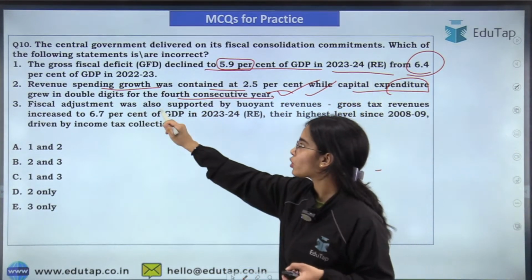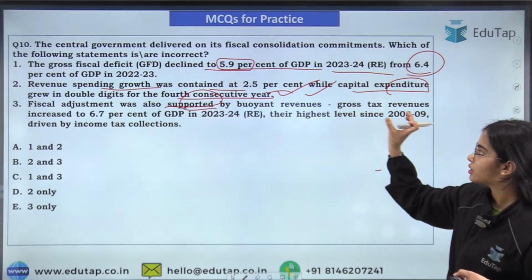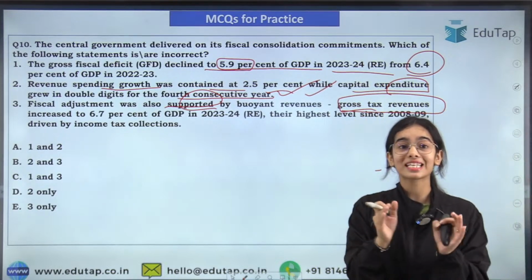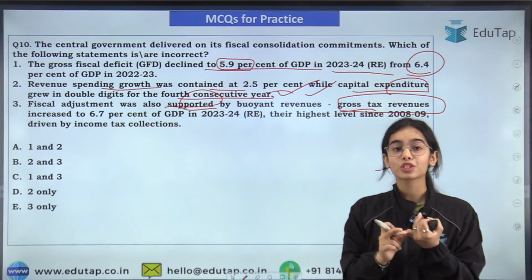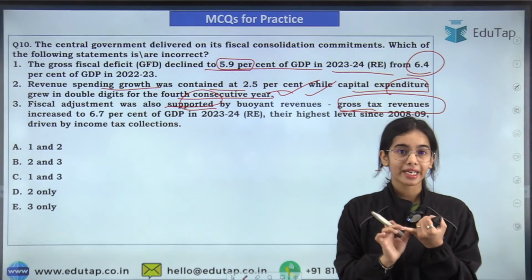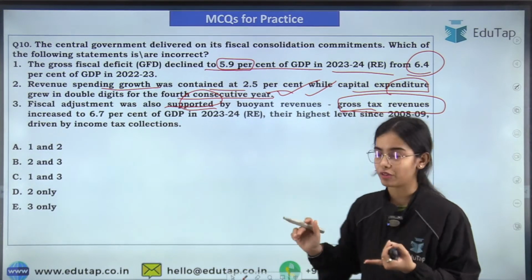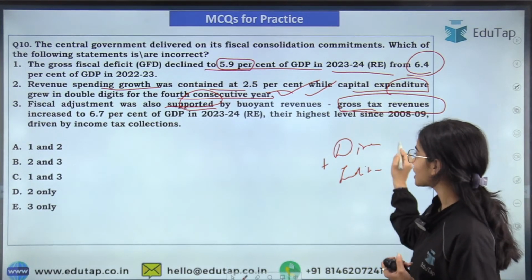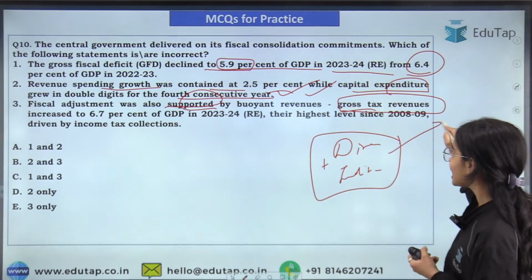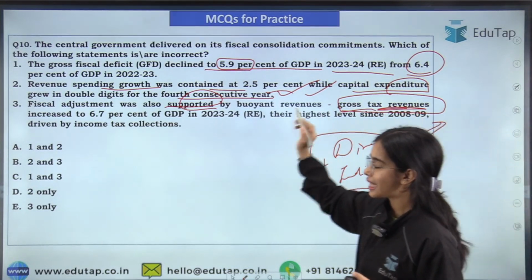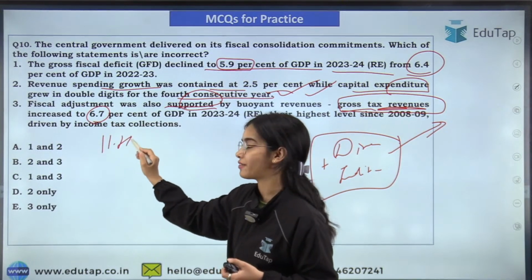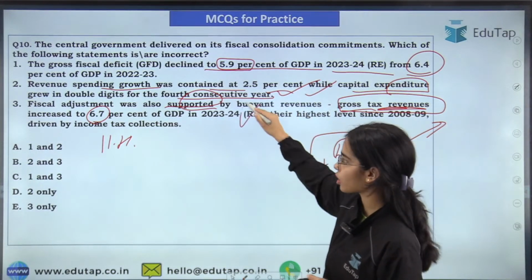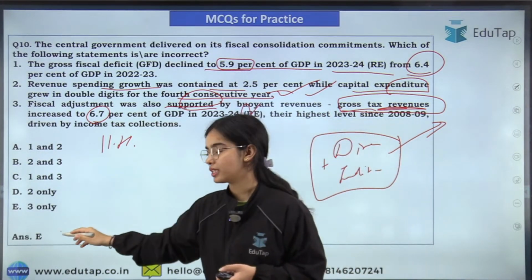The fiscal adjustment was also supported by buoyant revenues. Gross tax revenues have increased. Here it is not talking about the direct tax revenues or indirect tax revenues. When you add the direct tax revenues and the indirect tax revenues, and you see in total what the increase in the tax revenues is, then the increase is 11.7%. So this is the idea, that here only the third statement is wrong, and that's why the answer is E only. The answer is E only.